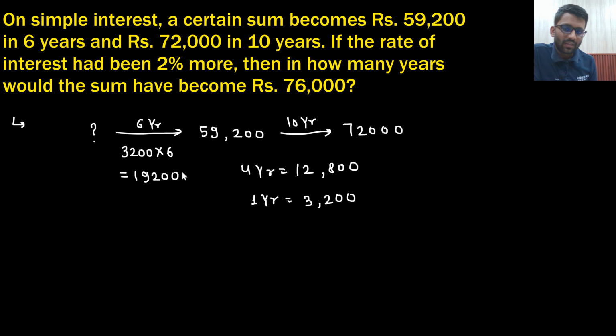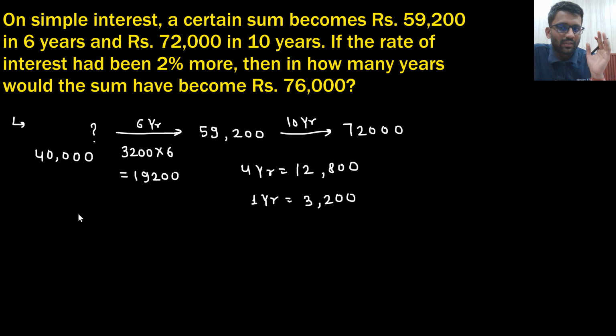So 19,200. This much amount you must have paid me. That means I would have started from 40,000? Say yes or no. I started from 40,000. You paid me 19,200 rupees in 6 years. Then it became this amount. Then in 4 more years, you paid me more.